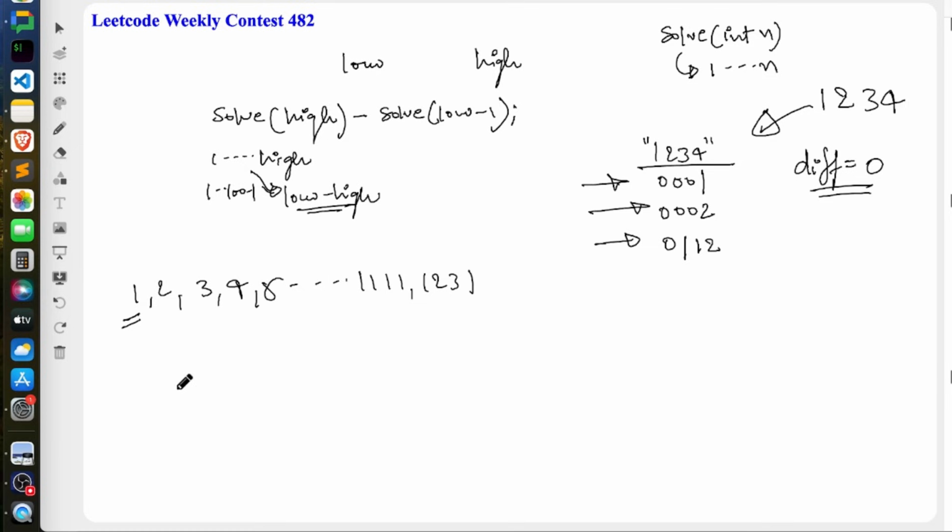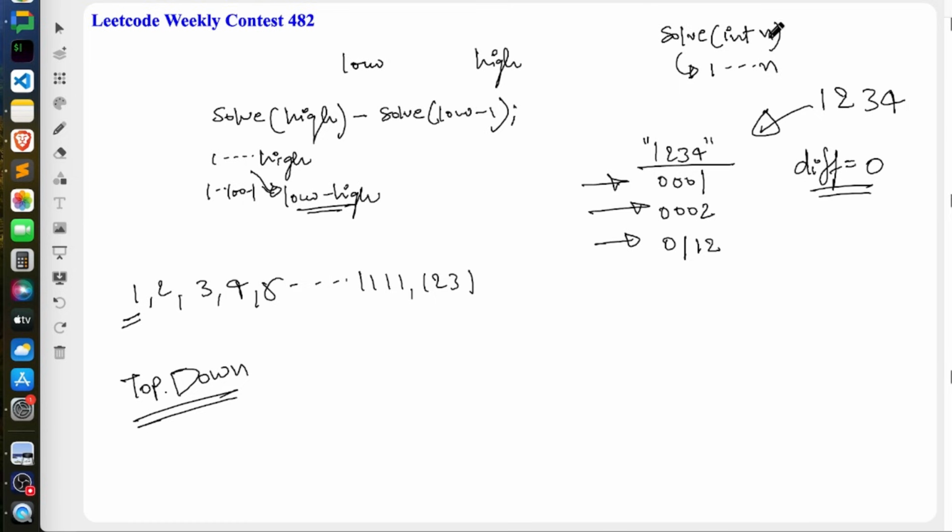In digit DP, almost 99% of the time we solve with top down DP, right? So it's a DP problem, so you must know at least how to solve a DP problem also. So it's a top down DP. Let's see how we can approach now to solve this problem using digit DP.